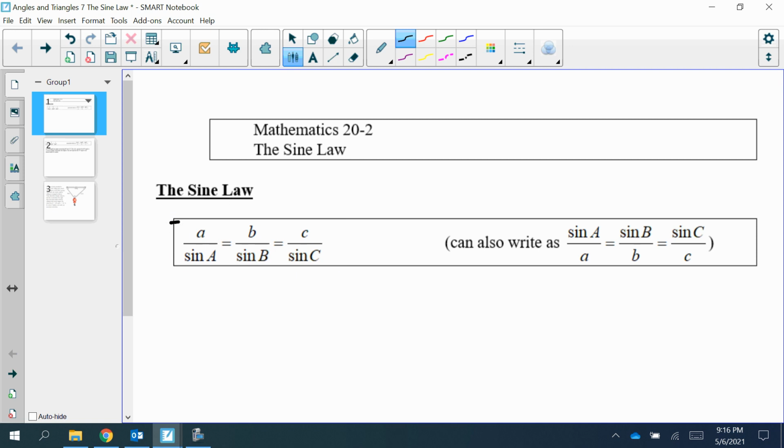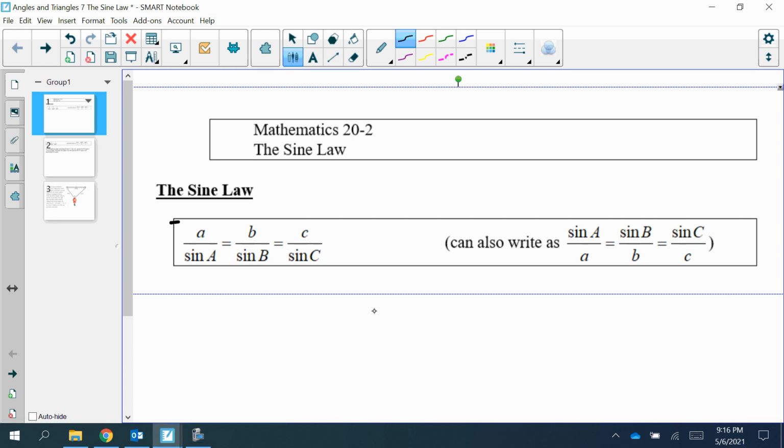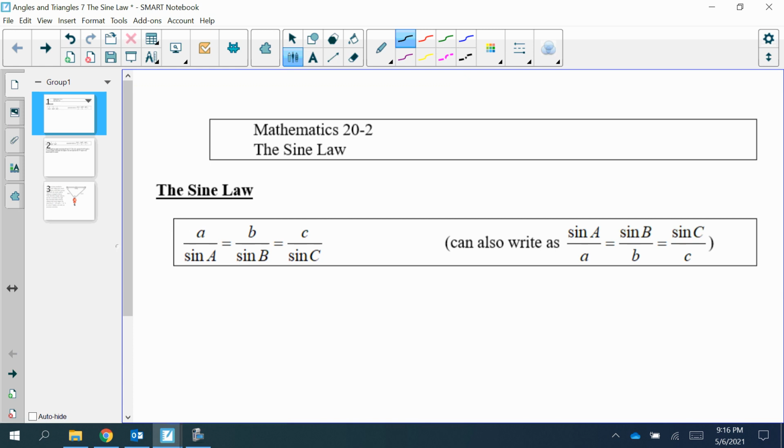I know you guys aren't really using your formula sheets right now, but on your formula sheet, I think it only has it one of these ways, but you can use both of them. So we can either have side lengths on the top, like in this one, or we can have the sine of the angle on the top. Both are fine, it doesn't really matter. But this one is easier or more useful for determining a side length.